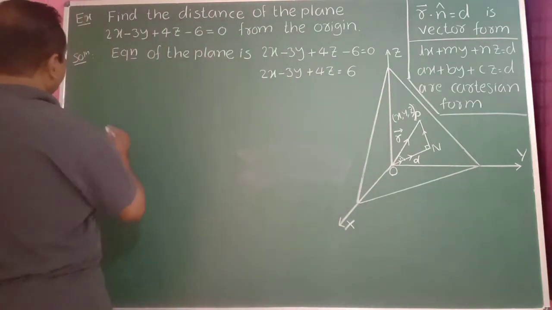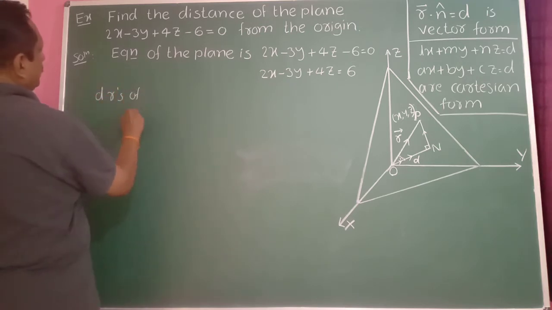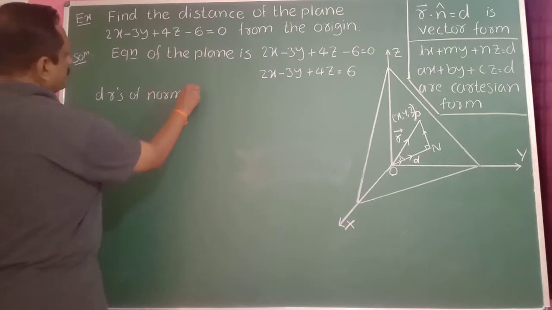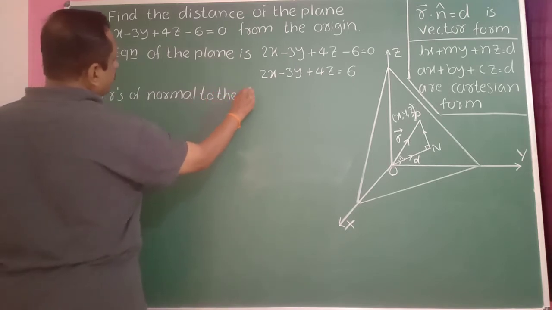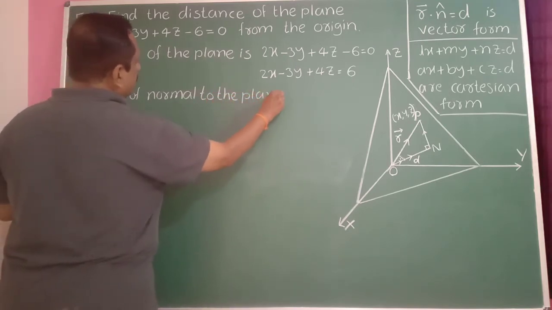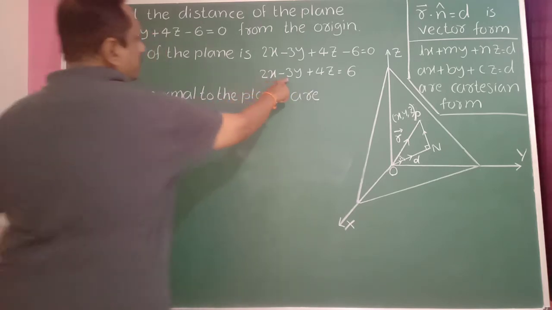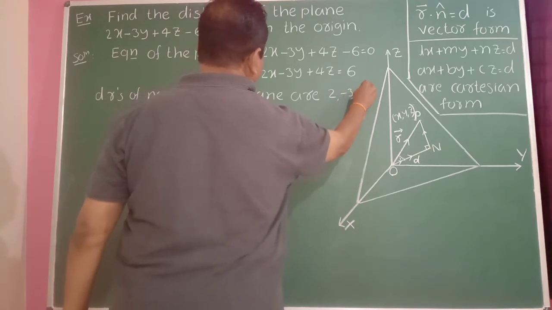Therefore, the direction ratios of the normal to the plane are 2, minus 3, 4.